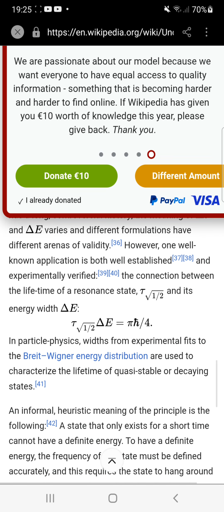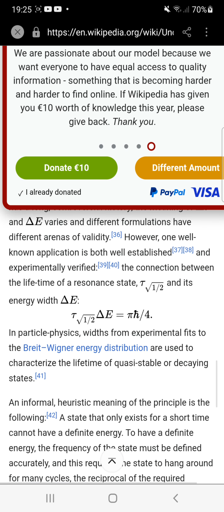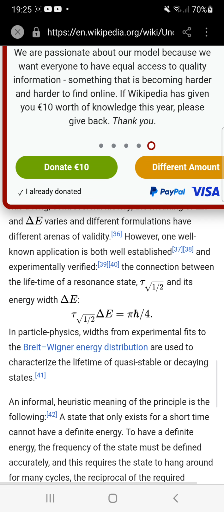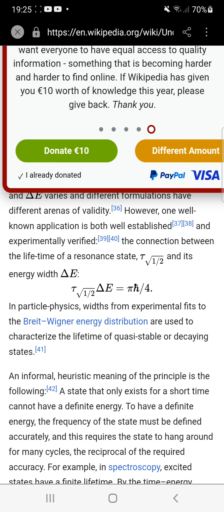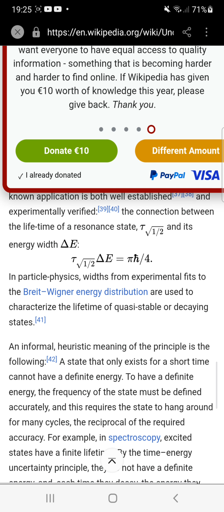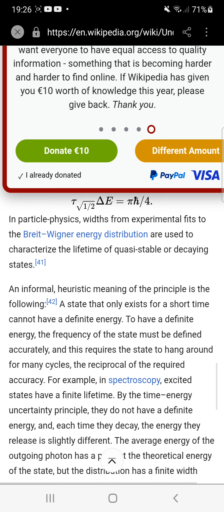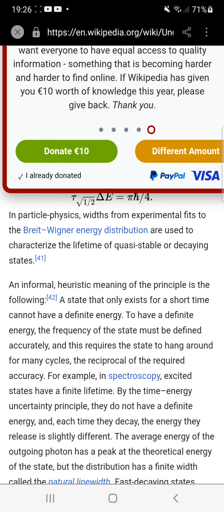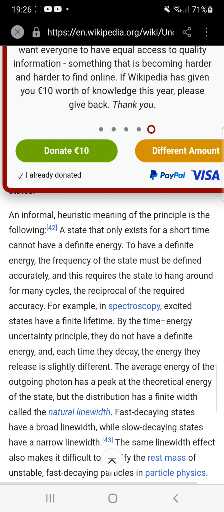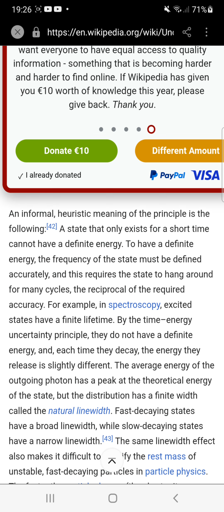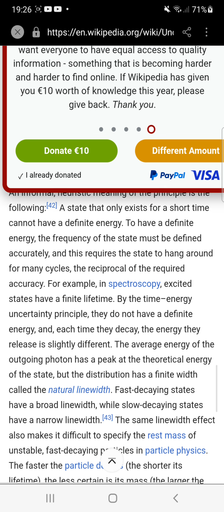The connection between the lifetime of a resonance state, tau, and its energy width delta E: tau times delta E equals h-bar divided by 2. In particular, the widths from experimental fits to the Breit-Wigner energy distribution are used to characterize the lifetime of quasi-stable or decaying states. An informal heuristic meaning of the principle is the following: a state that only exists for a short time cannot have a definite energy.